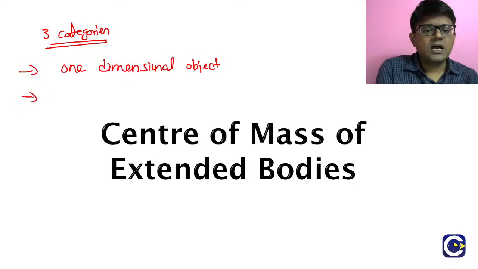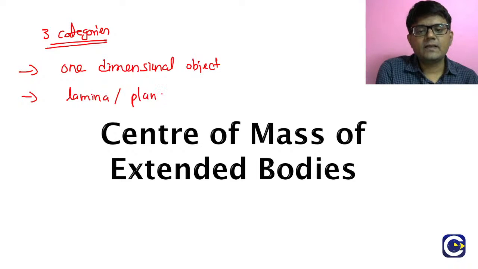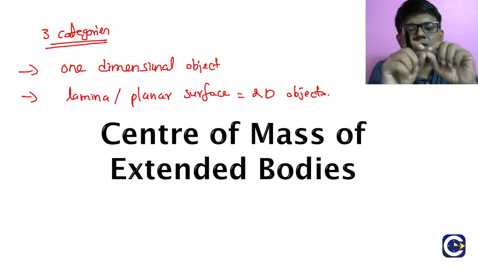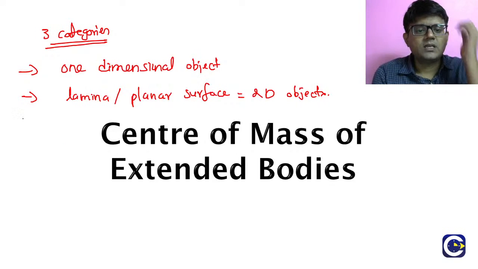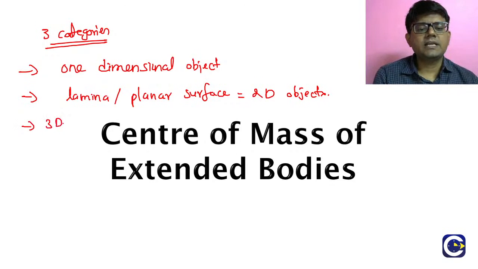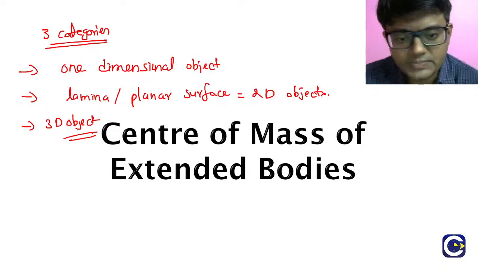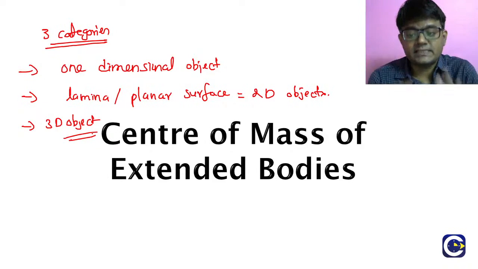And if you have a lamina or a planar surface, we take those as two-dimensional objects, where the thickness of the sheet is considered very small. The other one is the general 3D object, like a sphere, cone, cylinder. These are the general 3D objects. So when we talk about the extended body, we will look at them in these three categories.